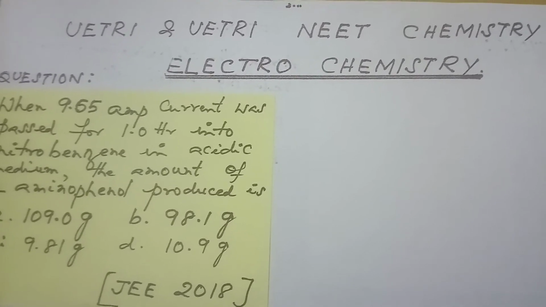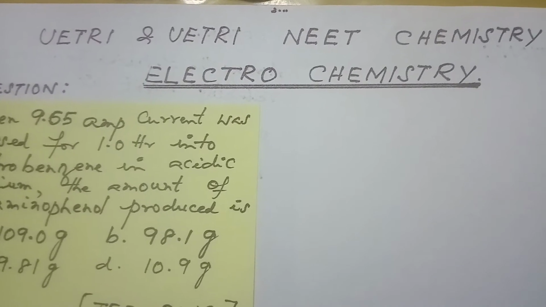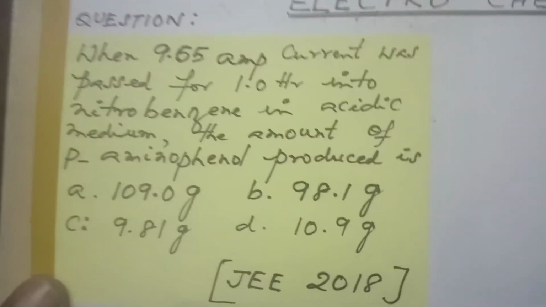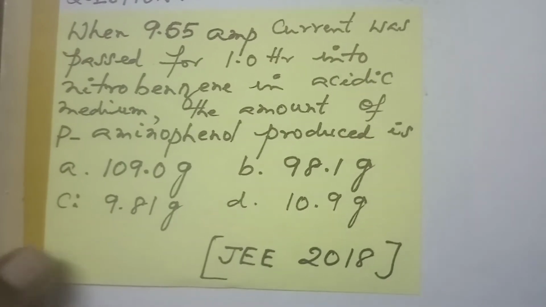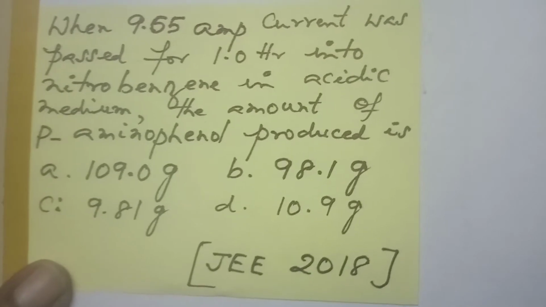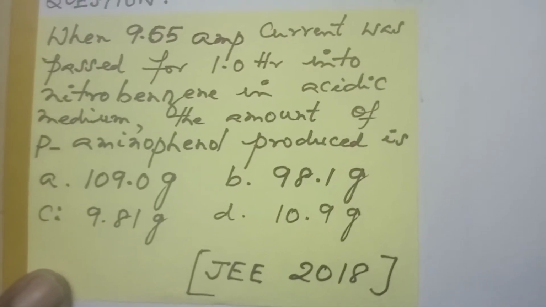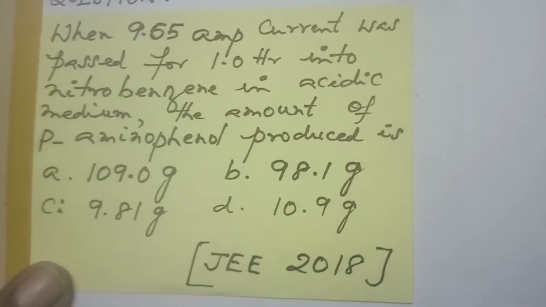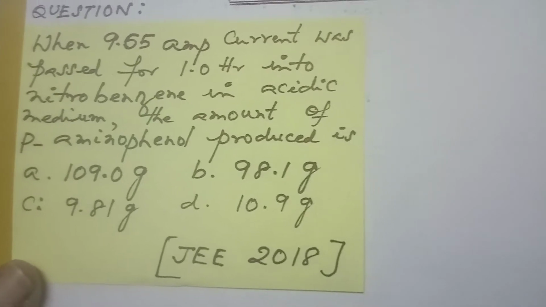Today I am going to give one question from the lesson of electrochemistry. Now let us see the question. When 9.65 ampere current was passed for 1 hour into nitrobenzene in acidic medium, the amount of para-aminophenol produced, its weight in gram, is asked. It is JEE 2018. Okay, now let us see what data are given.